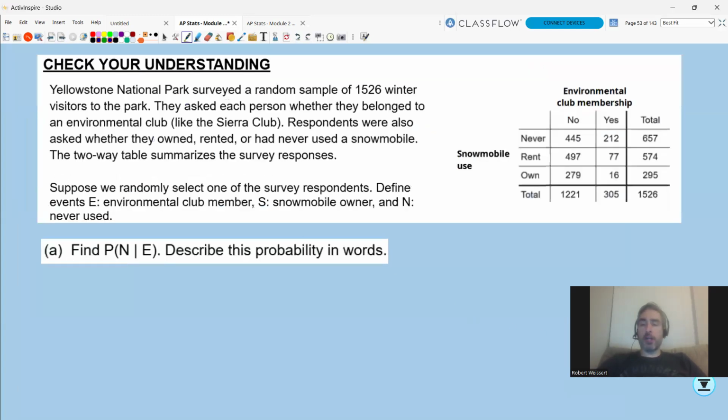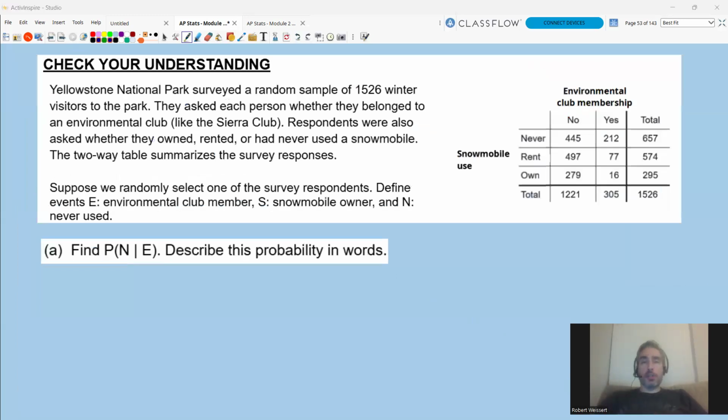All right, here's a check your understanding. Yellowstone National Park surveyed a random sample of 1,526 winter visitors to the park. They asked each person whether they belonged to an environmental club, like the Sierra Club. Respondents were also asked whether they owned, rented, or had never used a snowmobile. The two-way table summarizes the survey responses. Suppose we randomly select one of the survey respondents. Define events E, environmental club member, S, snowmobile owner, and N, never used.